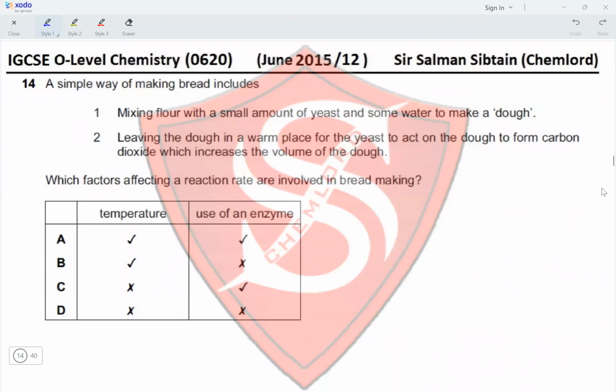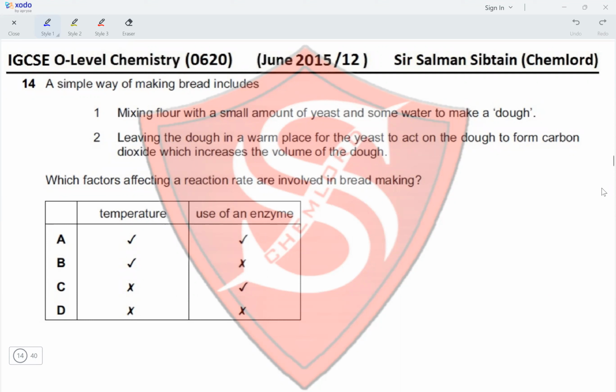Question 14. A simple way of making bread includes mixing flour with a small amount of yeast and some water to make a dough, leaving the dough in a warm place for the yeast to act on the dough to form carbon dioxide, which increases the volume of the dough. Which factors affecting a reaction rate are involved in bread making?